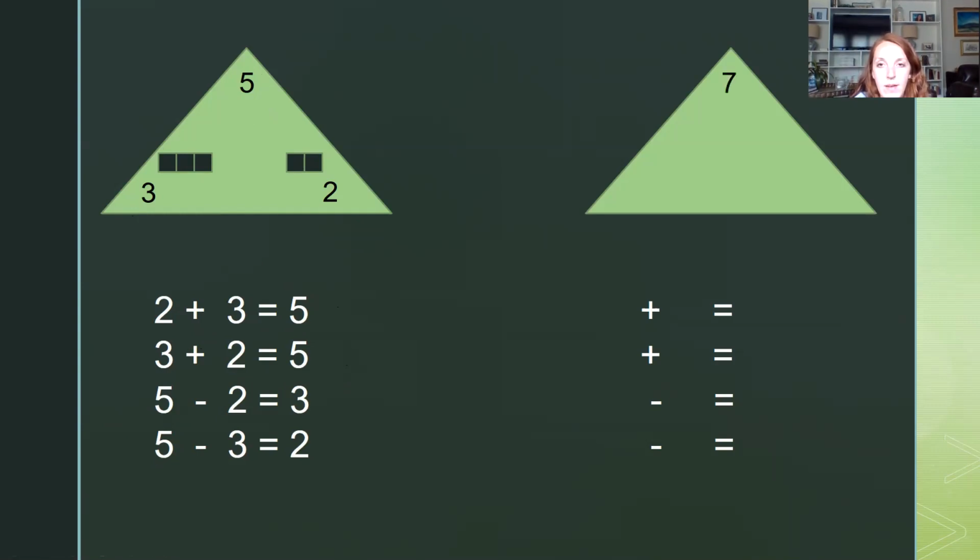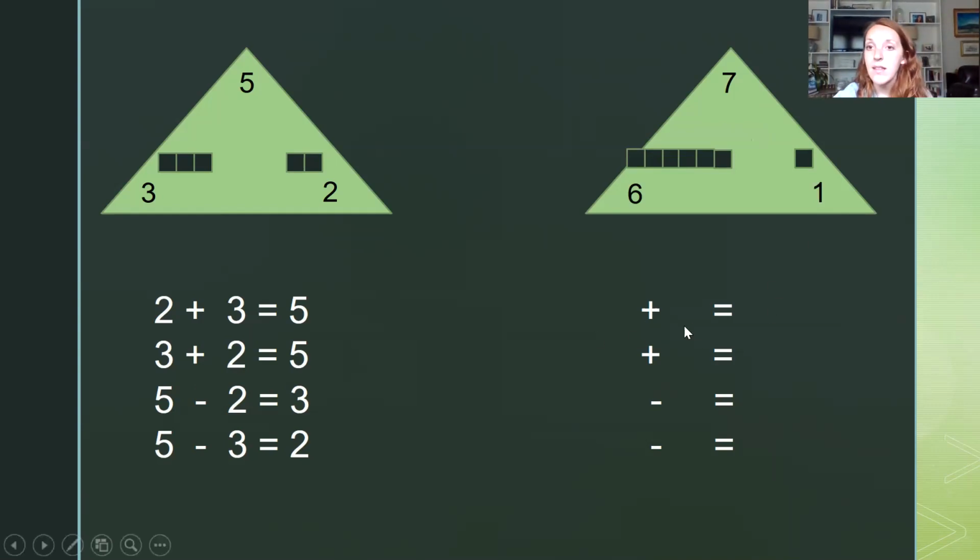Let's do one more. 7. Here's my 7. 1, 2, 3, 4, 5, 6, 7. And I'm going to break it apart here. What are my 2 parts? I'm going to pause. You tell me what you think my 2 parts are going to be. Six and 1. 6 and 1.